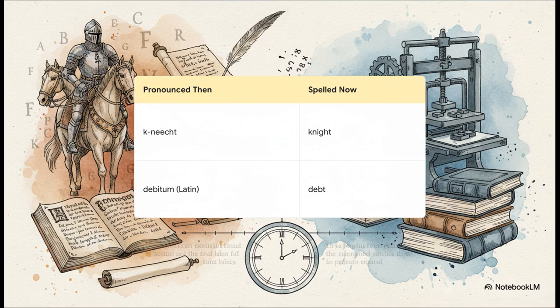Let's go back to our friend night. People used to pronounce that K and that GH sound in the back of their throat. It was something like knicht. But we stopped making those sounds over time. The pronunciation changed, but the spelling was already set in stone.